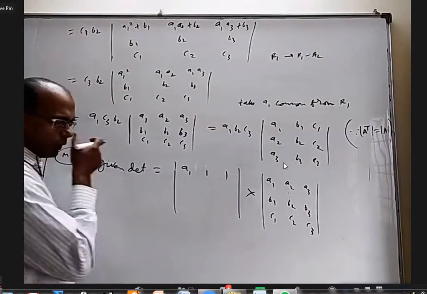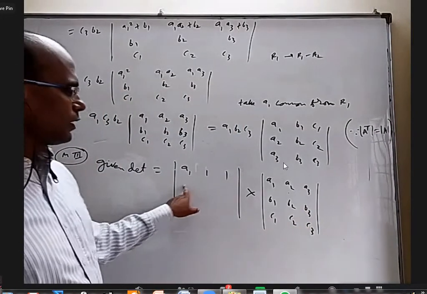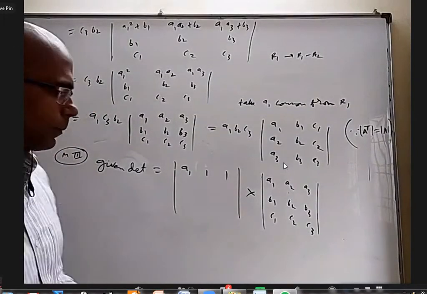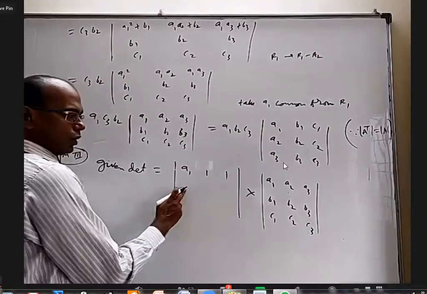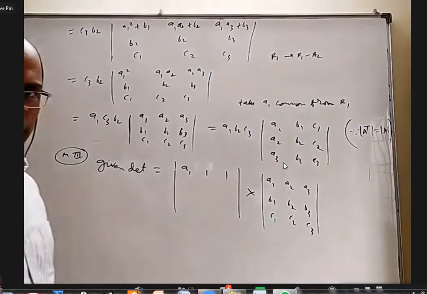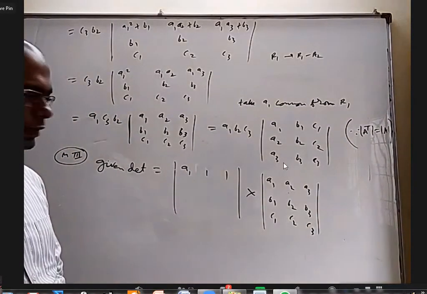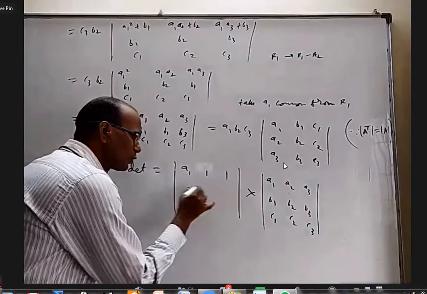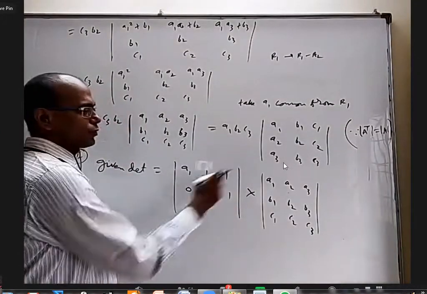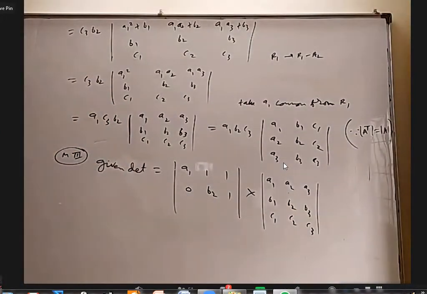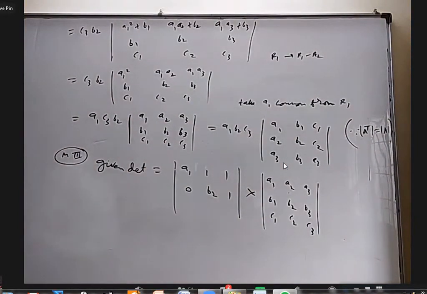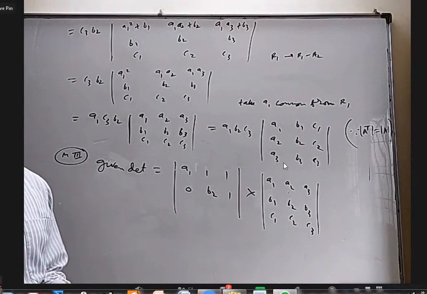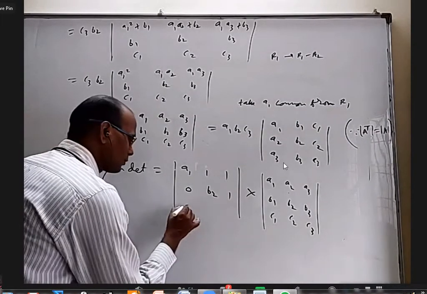Okay. Does anybody want to tell me what the second row is? B2, 1, 1. Are you sure? No, 1, B2, 1, sir. Yes, 0, B2, 1, not 1, B, because we don't want any A in the second row. Okay. Now, anybody want to tell me the third one? 0, 0, C.